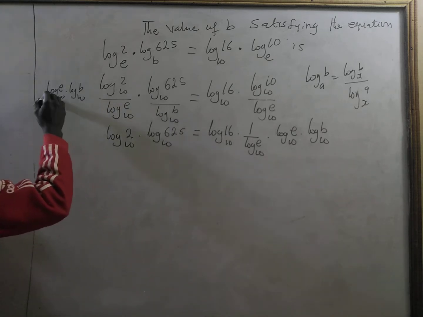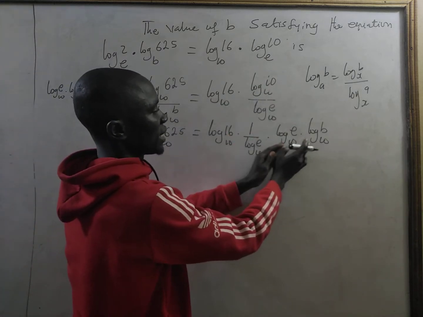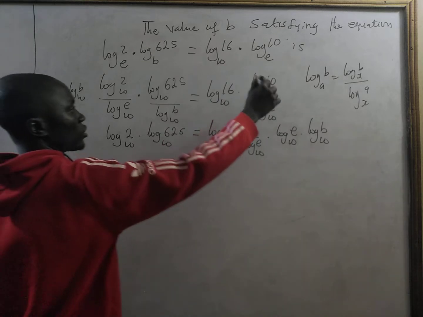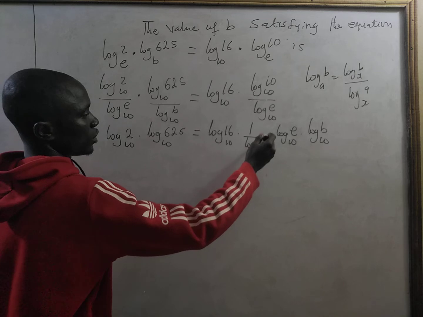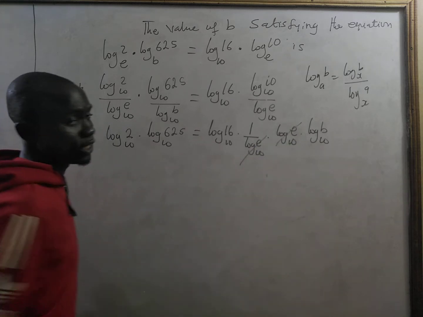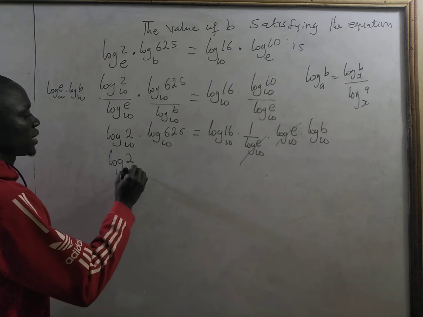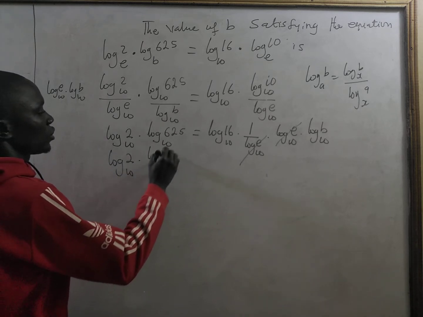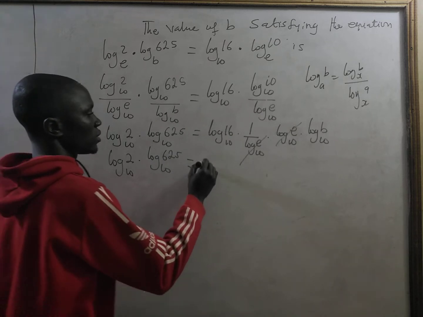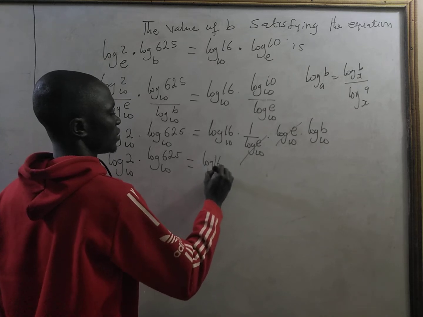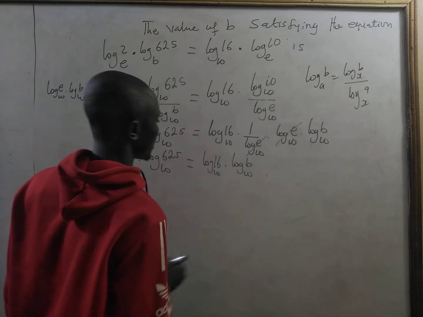So this will cancel. Then multiply the whole of this by log e base 10 times log b base 10. And log 10 base 10 is 1. So here, log e base 10 will cancel log e base 10. So we have log 2 base 10 times log 625 base 10 is equal to log 16 base 10 times log b base 10.